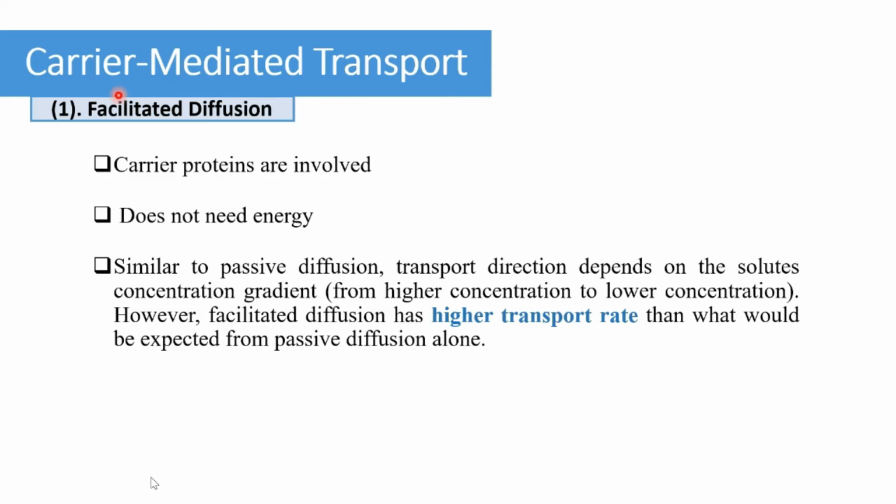However, facilitated diffusion has a higher transport rate than what would be expected from passive diffusion alone. Do you know why? Because we need the help of a carrier protein. You can imagine when we go to some place just by walking, and someone else goes there by maybe a car or a bicycle. Of course, when he or she uses a transporter, it will be faster, right? So here facilitated diffusion has a higher transport rate than what would be expected from passive diffusion alone.